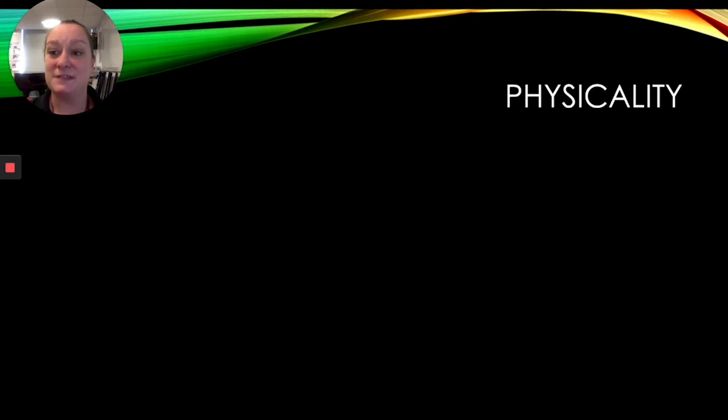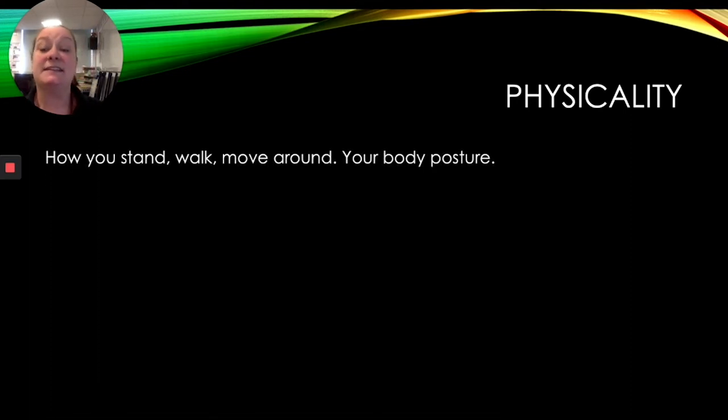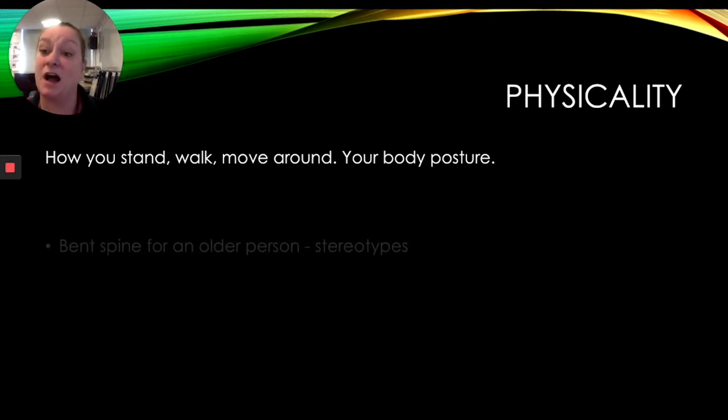Next, we're going to look at physicality. So physicality is how you move, how you stand, how you walk. It's your body posture, and it is incredibly important as an actor to know the character and what kind of physicality you need to show the audience who they actually are.